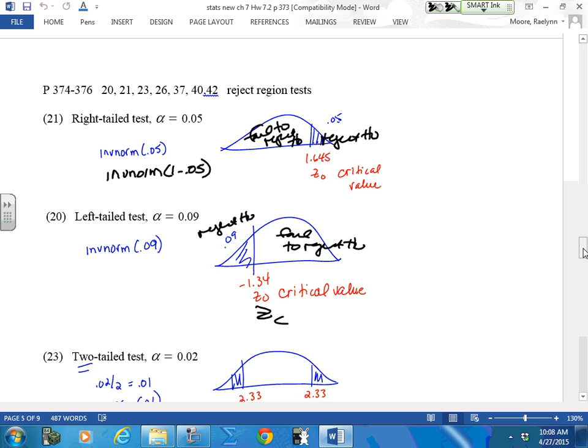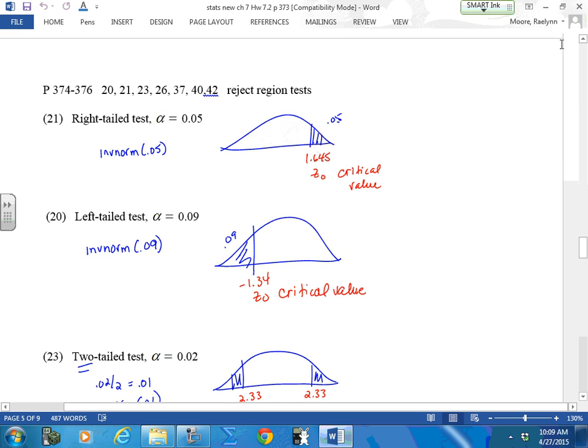I do like this way. The only extra thing is finding your critical value. But once you find your z-score, it's a visual. It's right there. It's in the reject zone or it's not. Everybody can do this? Okay, because you're going to have to do this on the test as well.